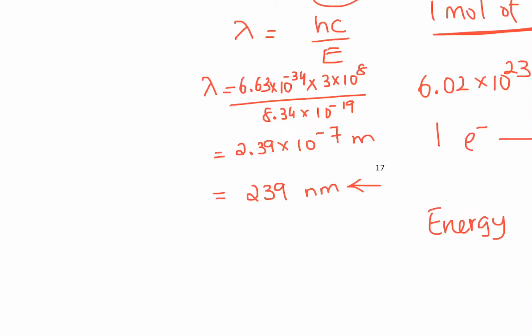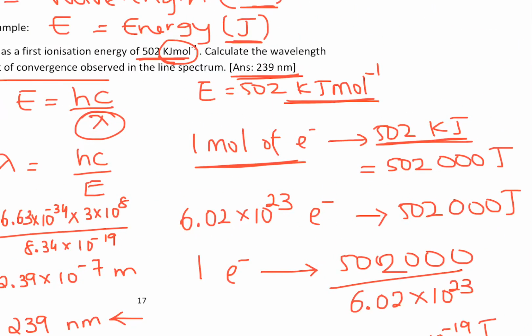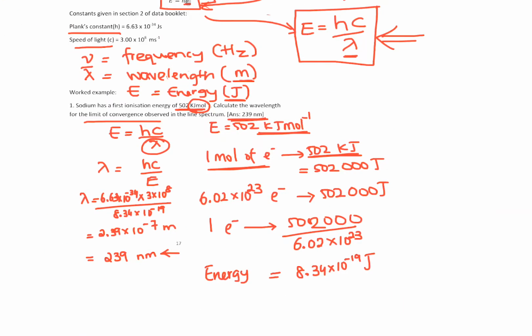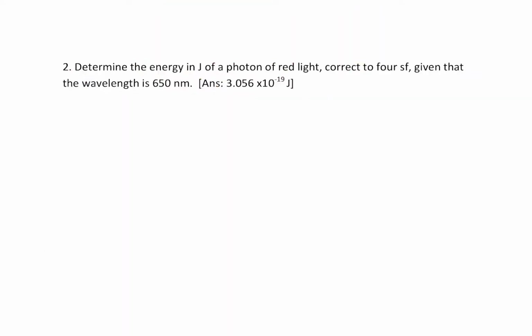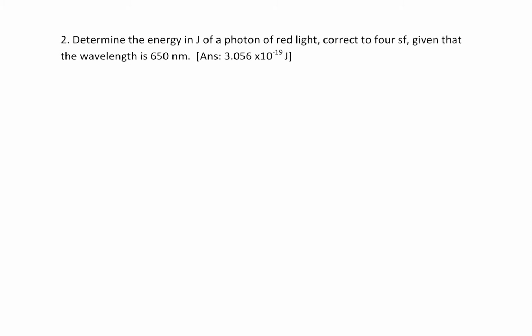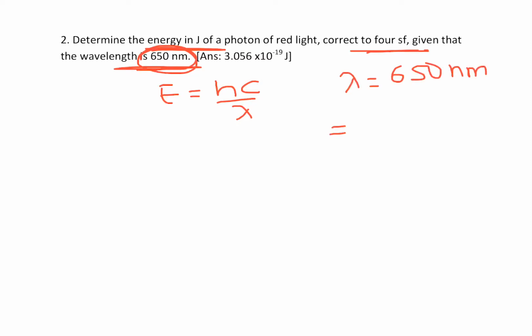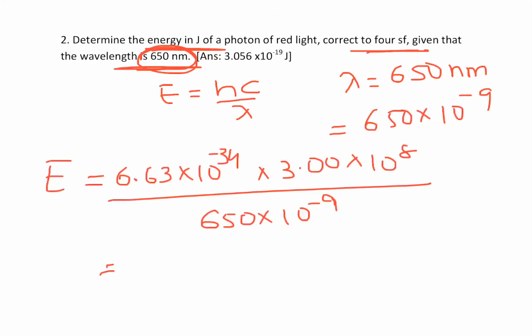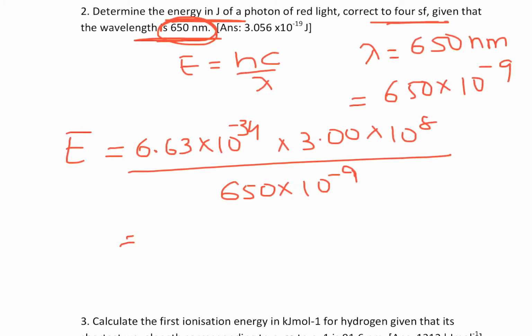And this is the answer to that question. Let's see the next question now. This one is pretty easy. So you have to determine the energy in joules to 4SF given the wavelength is this. So hc over lambda. Lambda is given in nanometers, so we'll have to convert this to meters. So we are going to multiply by 10 to the power of minus 9 and we are going to fit in the equation.